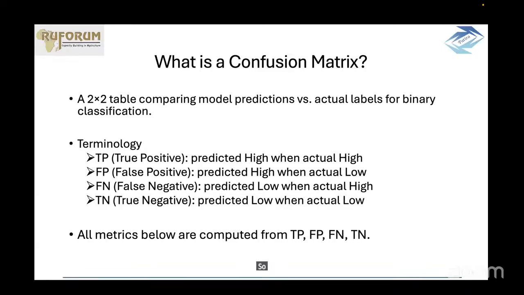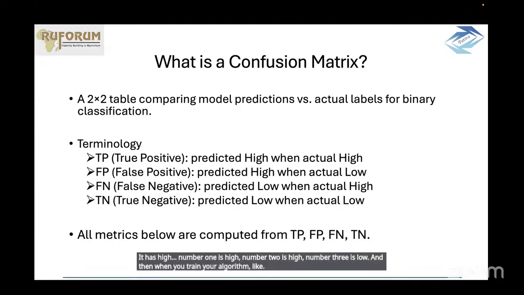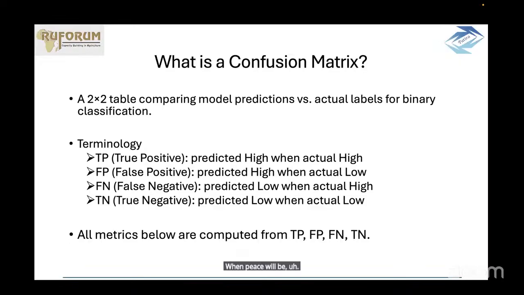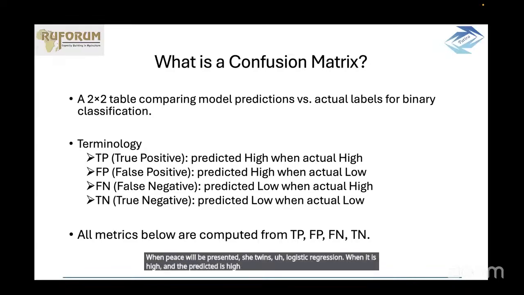So the true positive is when you collected your data, and you know that in this column, number one is high, number two is high, number three is low. And then when you train your algorithm, like when Peace presented, she trained logistic regression. When it is high and the predicted is high, that's your true positive.